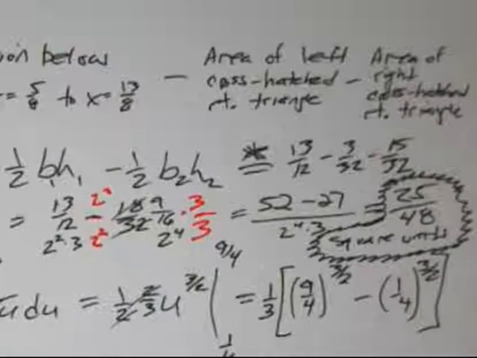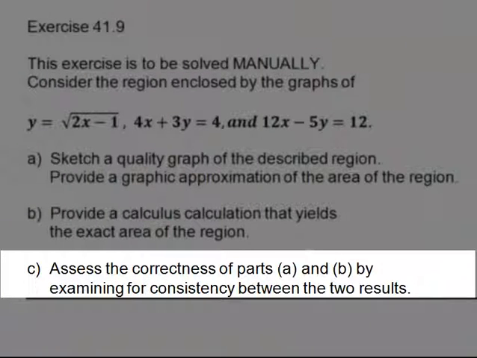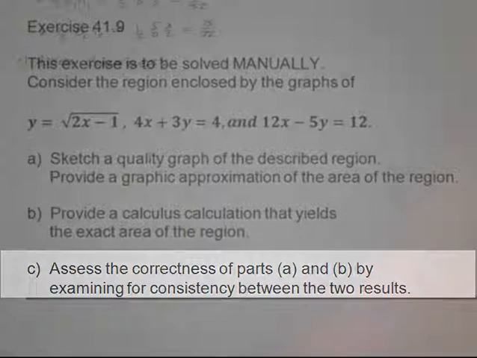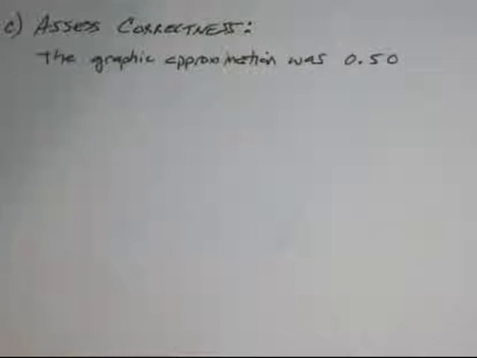Well, let's see. Let's assess the correctness. On to part C. Part C. Assess the correctness of parts A and B by examining for consistency between the two results. To assess correctness, let's go ahead and record our graphic approximation again and our calculus result that we just obtained.